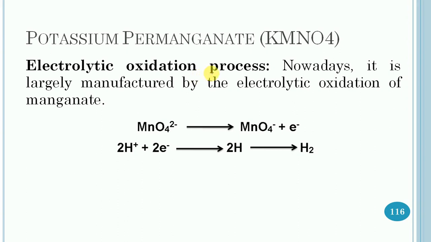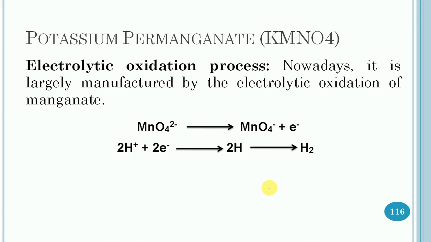Nowadays, potassium permanganate is largely manufactured by electrolytic oxidation of manganate. In this case, the manganate solution is placed in an electrolytic cell provided with a rotating nickel wire netting which will act as an anode, and an inlet pipe made up of iron for liquor which acts as a cathode.